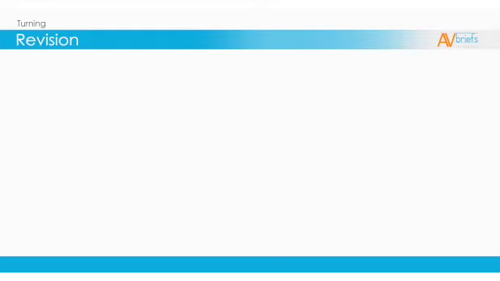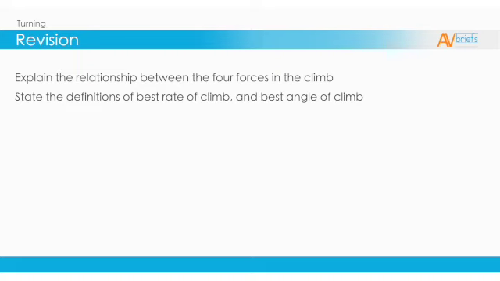We'll start with some revision from our previous lesson on climbing and descending. Can you explain the relationship between the four forces in a climb? State the definitions of best rate of climb and best angle of climb. What is the best range glide speed for your type of airplane? Can a glide distance be stretched? If so, how?